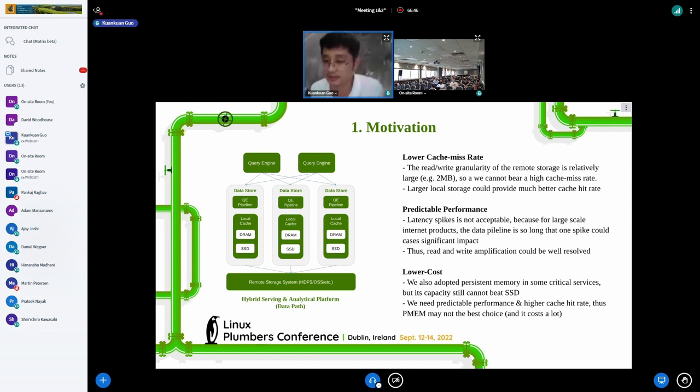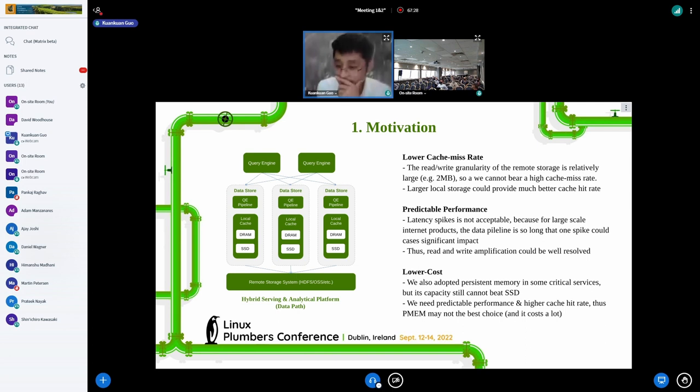But how do we improve the cache hit rate? The simplest way is to enlarge our local cache capacity. And the second requirement is predictable performance. As I said previously, the HSAP database is latency sensitive. We can take relatively large average latency, but we cannot bear latency spikes, because large average latency can usually be handled by the client-side cache, but we can do nothing to deal with latency spikes. I will explain why latency spikes happen, and why they are important, later.